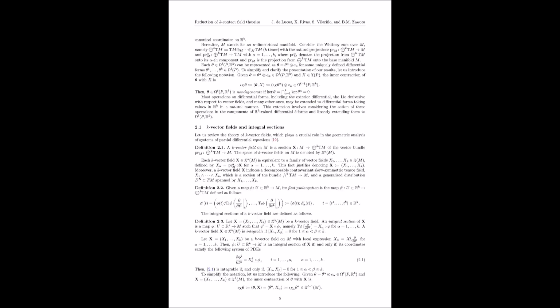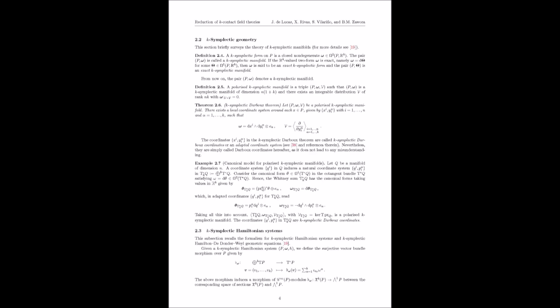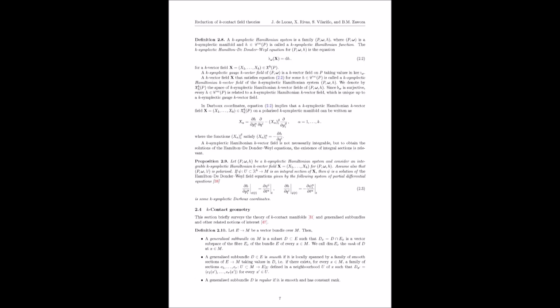For a contact form η on M^(2n+1), dη has rank 2n everywhere. Its kernel is one-dimensional, spanned by the Reeb vector field R. So for k=1, the condition that dη has rank 2n seems to align with the existence of the Reeb field. And ker η is a 2n-dimensional distribution. The Reeb field R satisfies η(R)=1, so R is not in ker η. Therefore, ker η ⊕ ⟨R⟩ is the whole tangent space.